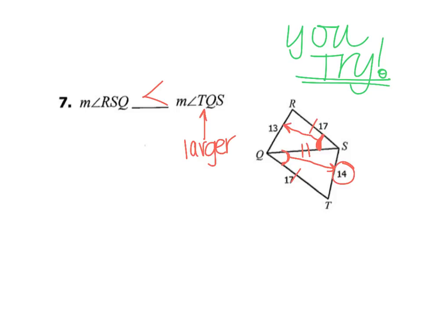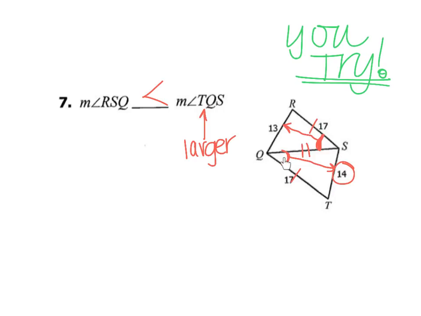Alright, so you should have gotten that the measure of RSQ is less than the measure of TQS by the converse of the hinge theorem, because first thing we do is identify the congruent sides. So QT is congruent to RS and QS is congruent to itself by reflexive property. Then we identify our angles. So angle RSQ is this angle right here, and angle TQS is this angle right here.